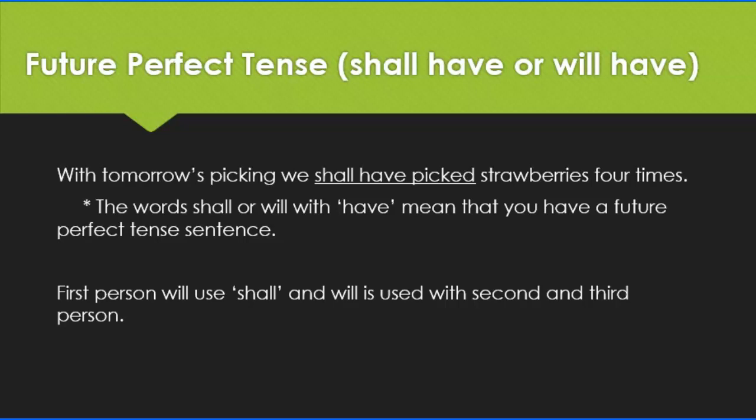With tomorrow's picking, we shall have picked strawberries 4 times. The words shall or will with have mean that you have a future perfect tense situation. First person is going to use shall, and then will is used with second and third person. Please remember that.